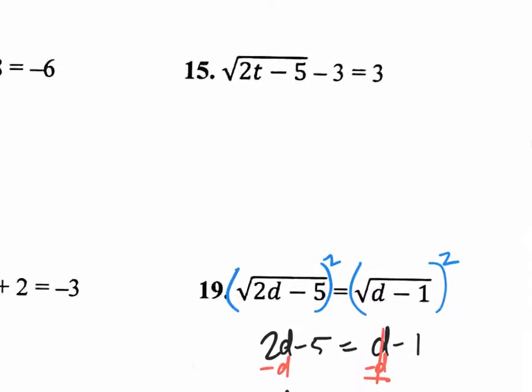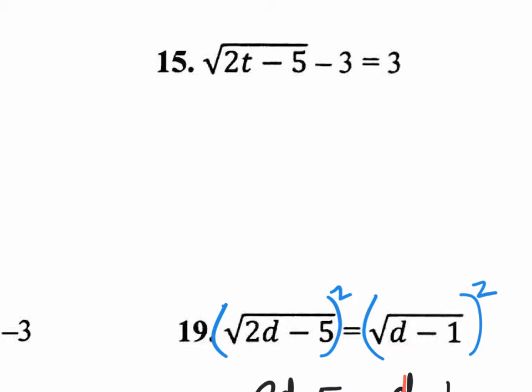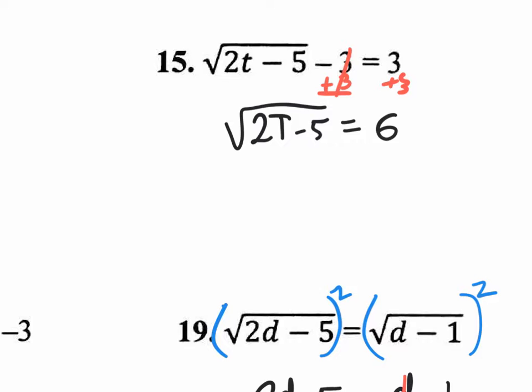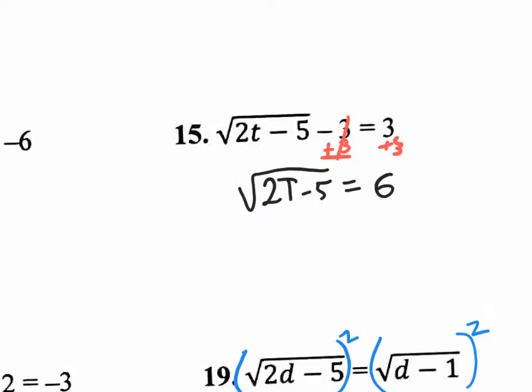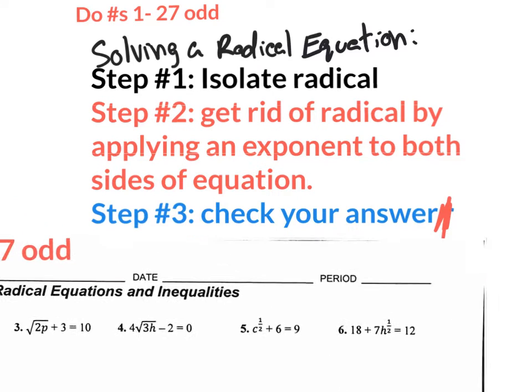So Liam, you said you wanted to do 15. Step one is to isolate the root, to get it by itself. That root, this square root, is on the left side of the equal sign. It's not by itself. There's a minus 3 right there. I need to get rid of that minus 3. What do I do? Plus 3. What do I have left? I have the square root of 2t minus 5 equals 6. That is step one of isolating the radical.